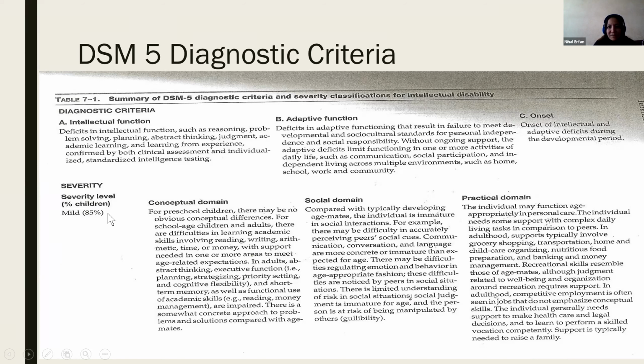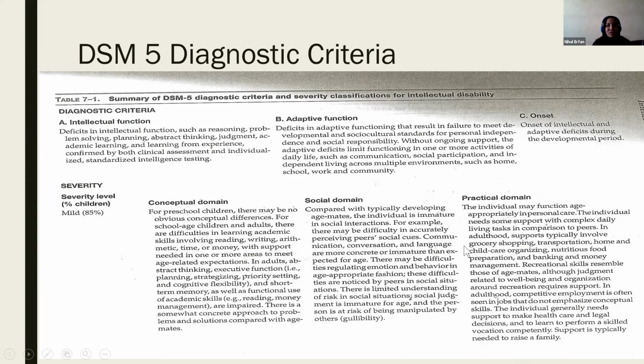for a preschooler with mild intellectual disability, there may actually be no conceptual difference. You may not be able to tell the difference between them and other normal preschoolers. For school-age children and adults, there may be difficulties in learning and some of the skills like reading and writing. So they start to have some areas of deficiency. When you look at the social domain, here they may be a little bit more immature in their level of social interaction. And when you look at the practical domain, they may function as age appropriate in their personal care. They may need some support with complex daily living situations.